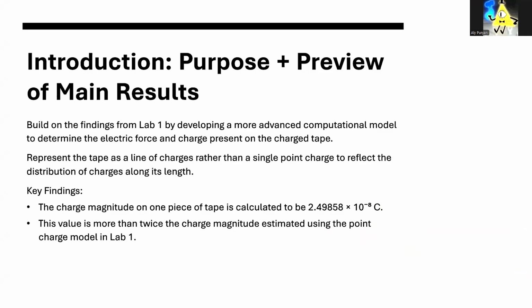Build on the findings from Lab 1 by developing a more advanced computer model to determine the electrical force and charge present on the charge tape. Represent the tape as a line of charges rather than a single point charge to reflect the distribution of charges along its length. Key findings: the charge magnitude on the piece of tape is calculated to be 2.49858 times 10 to the negative 8 coulombs. This value is twice the charge estimated using the point charge model in Lab 1.